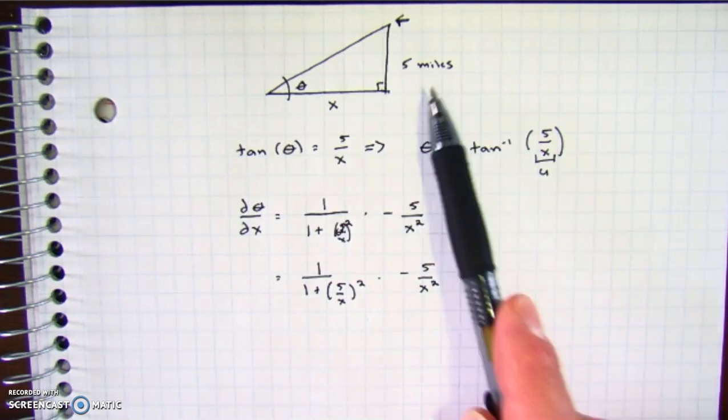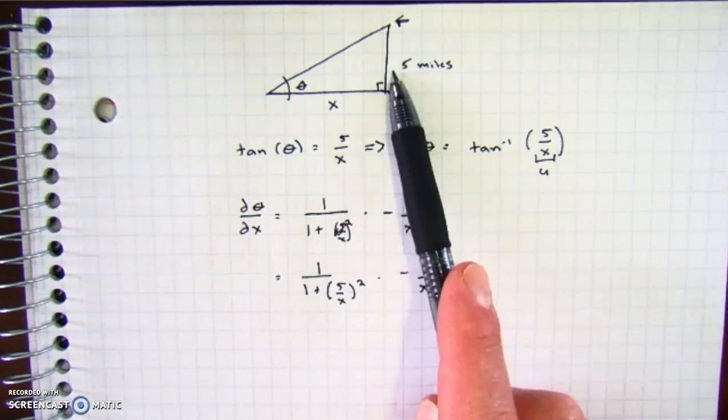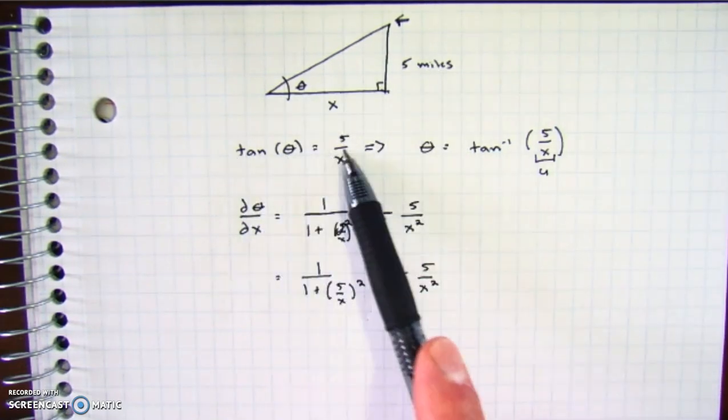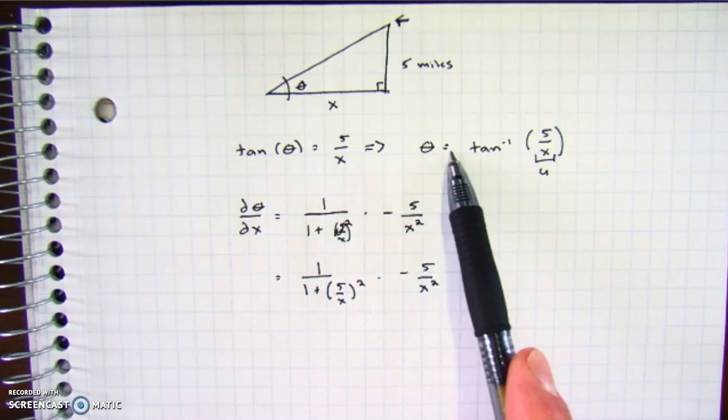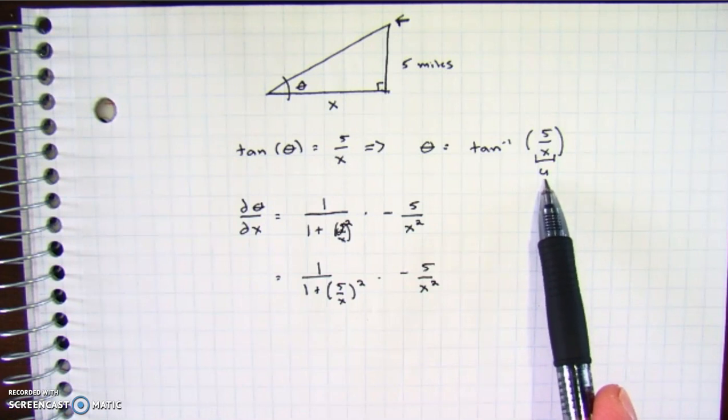So we just figured out that tangent of theta equals 5 over x. That's just what tangent equals. So then we took the inverse tangent of both sides, so we get theta equals the inverse tangent of this. Now we have to differentiate with the chain rule.